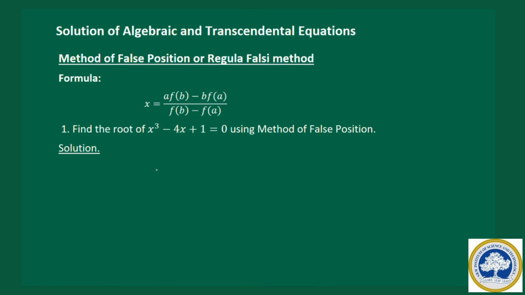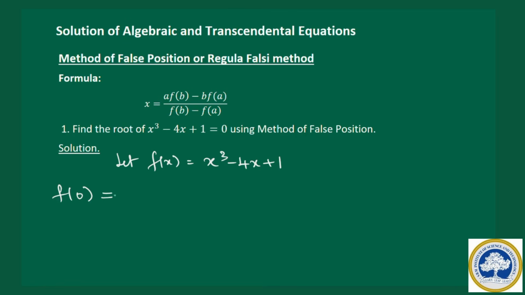method of false position. So here as usual let us consider the function f of x is equal to x cube minus 4x plus 1. That is, we have to consider the equation to be equal to 0 and you take the left hand side part as f of x. Now let us identify the roots, range of the root, range where the root lies.